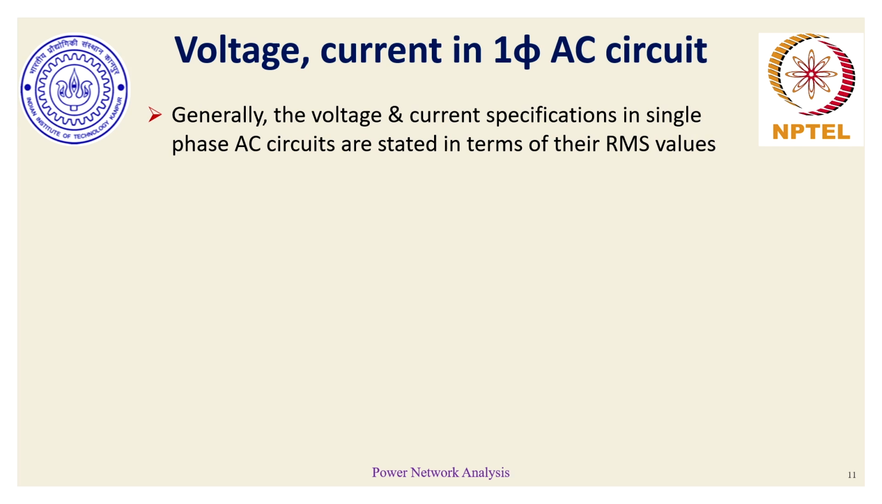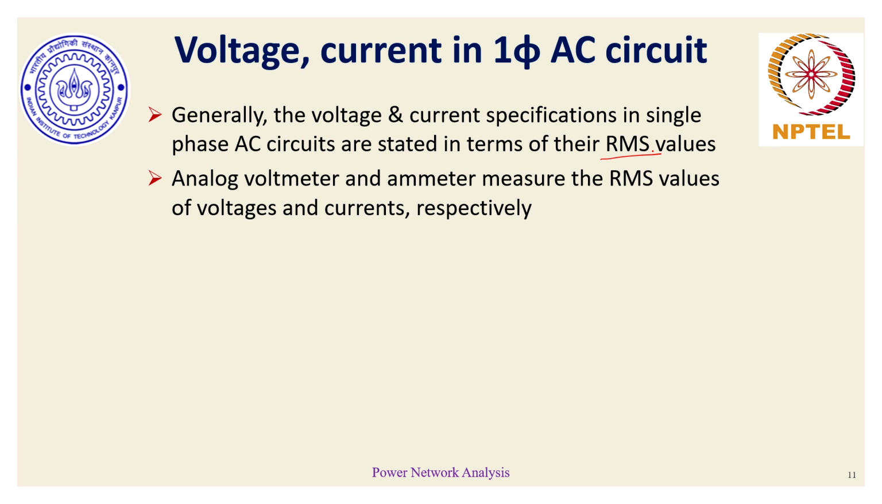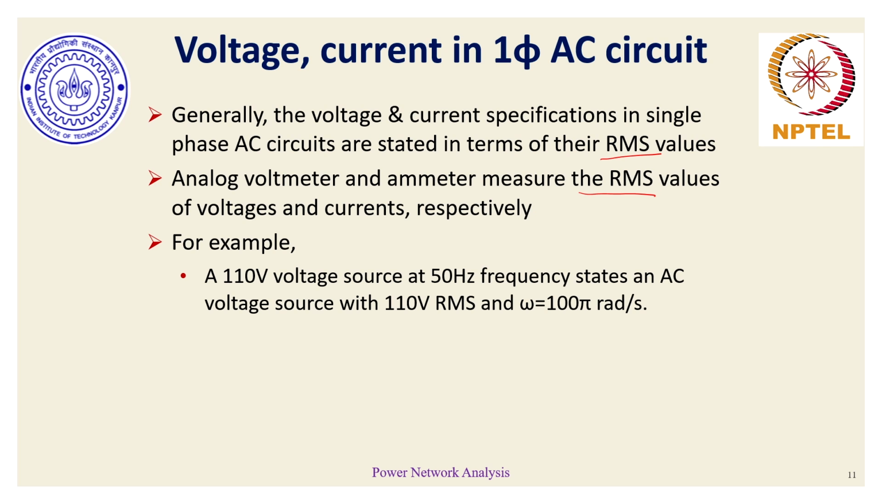Typically in AC circuits, these currents and voltages are represented in terms of their RMS values. And why are those RMS values important? Because analog voltmeters, ammeters, or for that matter multimeters, inherently measure the RMS values of these voltage and current waveforms. So if we have a single phase source of 110 volts with a frequency of 50 hertz, it essentially means that it's an AC voltage source with 110 volts as the RMS voltage, and the angular frequency being 100 pi, because omega is 2 pi f, and if we put f as 50 hertz, we get omega as 100 pi.